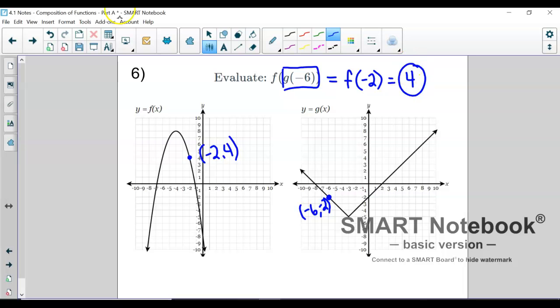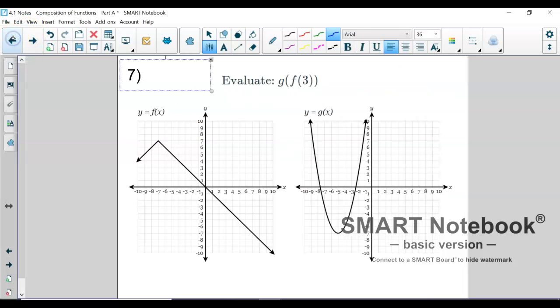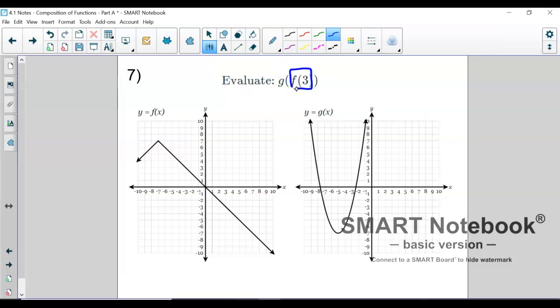Okay, let's try another one. Okay, similar question here. We have two graphs, f and g. However, notice this time that the g is on the outside and the f is on the inside. We always want to find whatever is on the inside first. So we need to find f of 3 first.